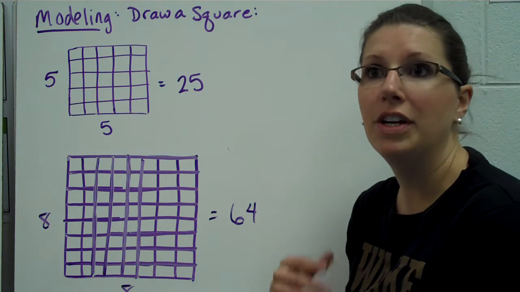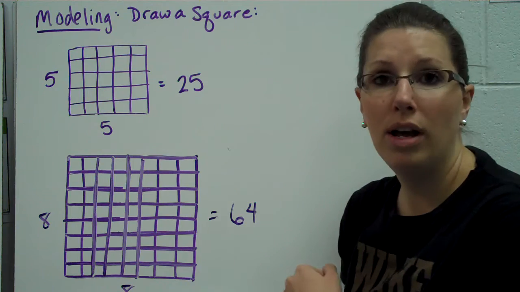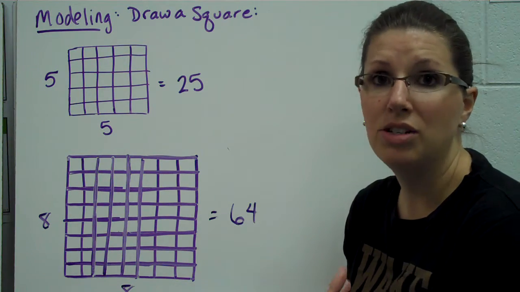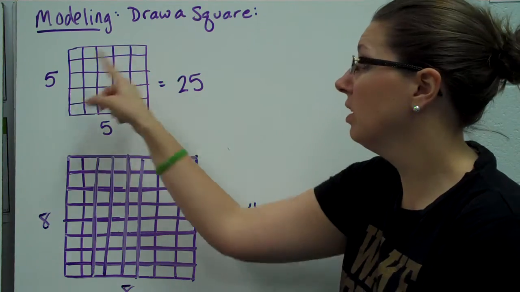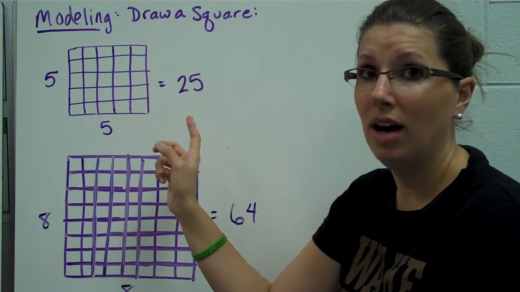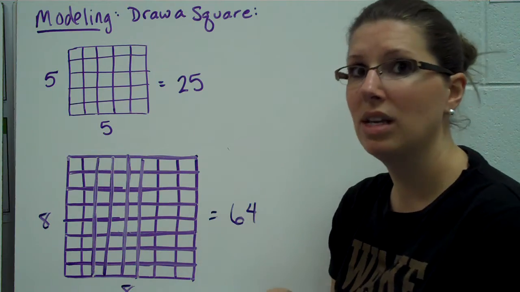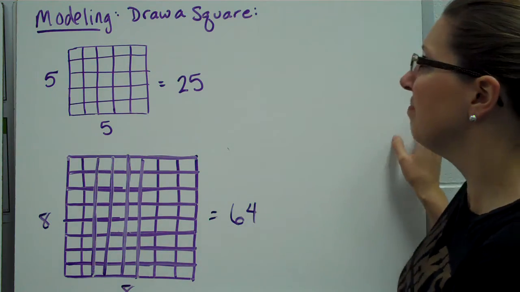Sometimes when you're figuring out area, this is what you'll do. Area of squares is just 5 by 5. So this would have a square area of 25 square units. That's where all that comes from.